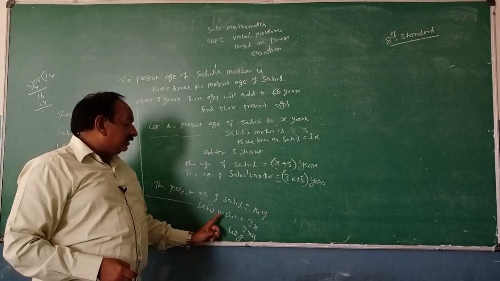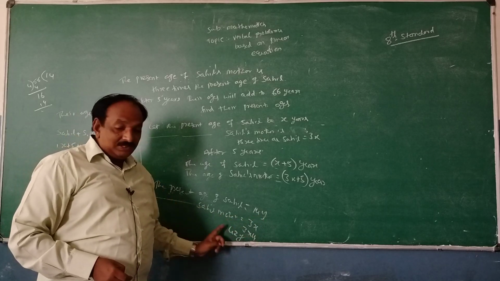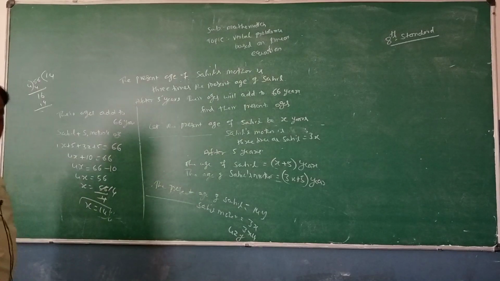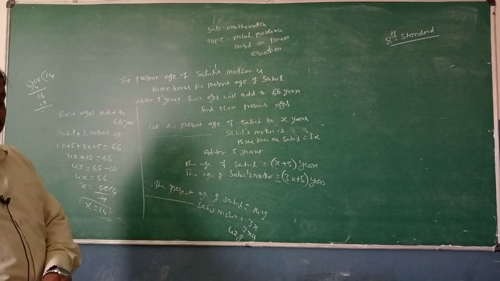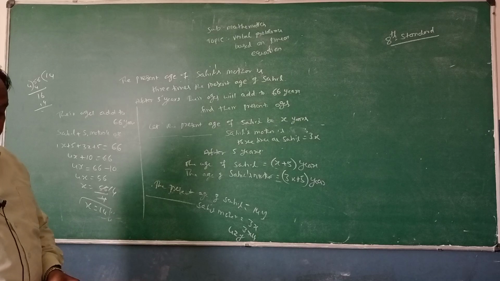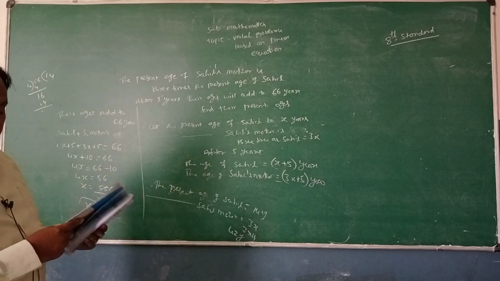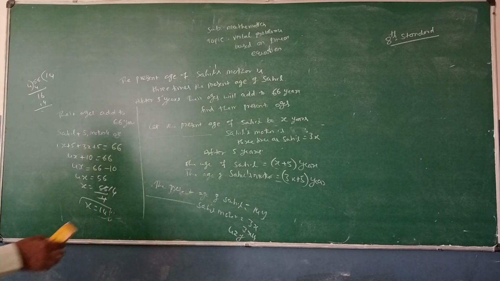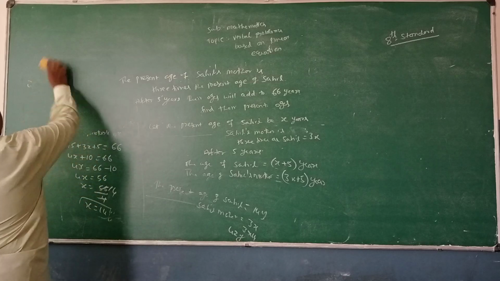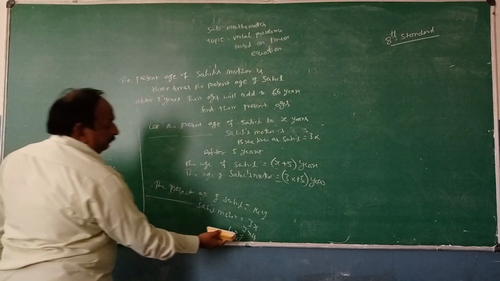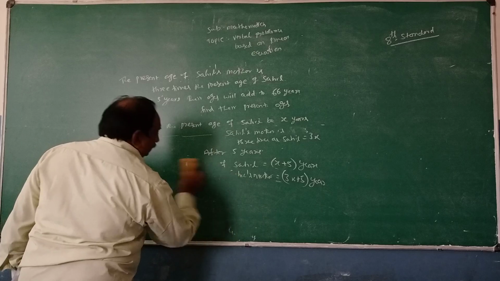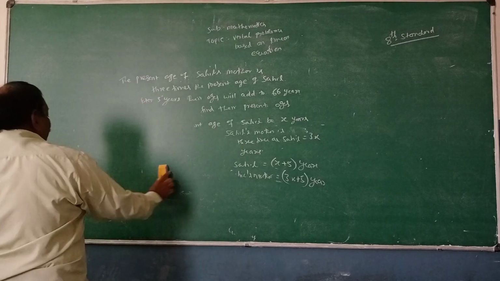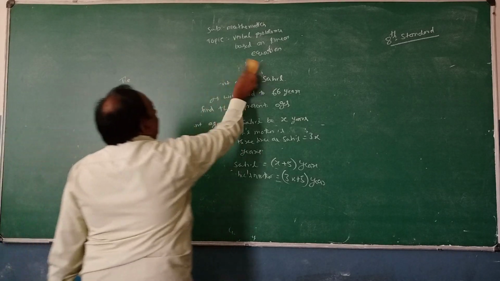The present age of Sahil's mother is 3x, 14 3s are 42 years. So these are all very important questions from your examination point of view. Next I will pass on to the next problem. When you add up 42 and 14 you get 66. Then your problem is correct, otherwise it is going wrong.